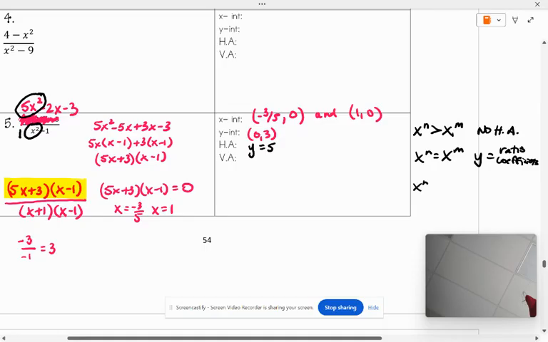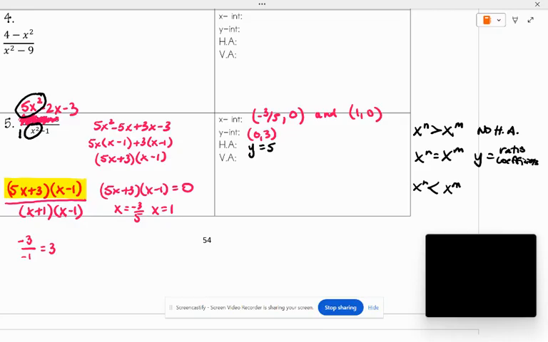Whenever I have a higher degree in the denominator than I do in the numerator, that was weird the way I said it, but do you see what I mean? You have a bigger exponent in the bottom. So then you have y equals 0. That would be the horizontal asymptote, okay? Sound good? Little review?